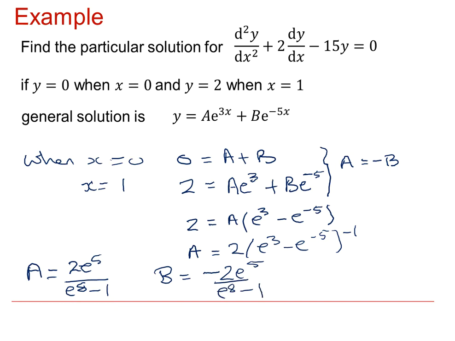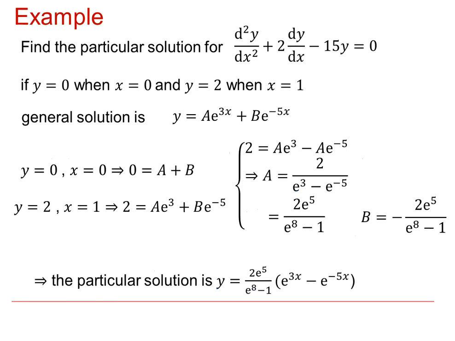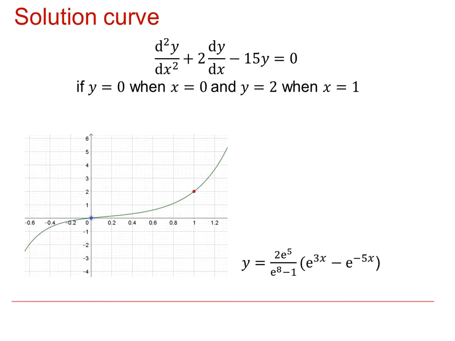If we use these values in the general solution, we will then have the particular solution, as shown at the bottom of this slide. If we were to graph this solution, we would see that the curve passes through 0, 0 and 1, 2 as expected, as shown by the blue and red dots on the graph.